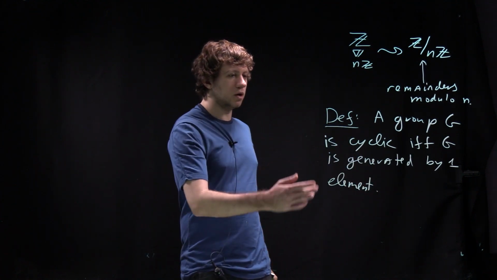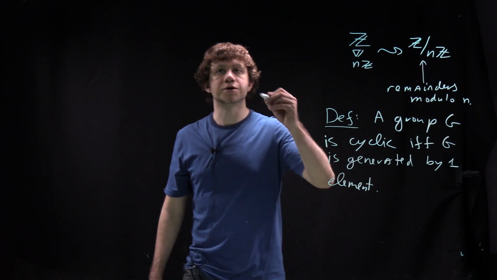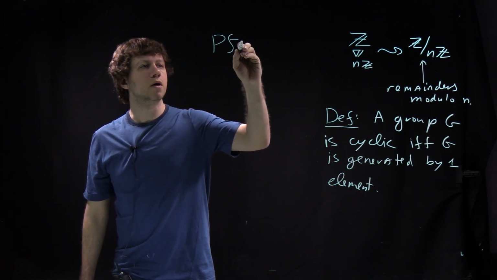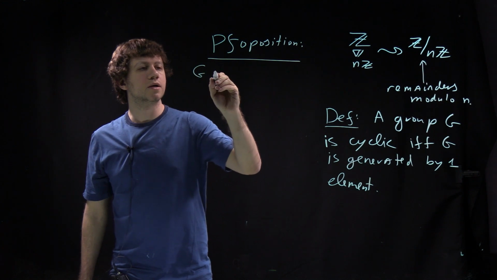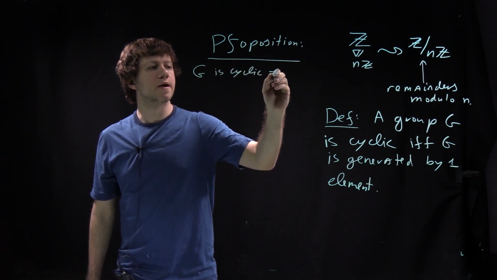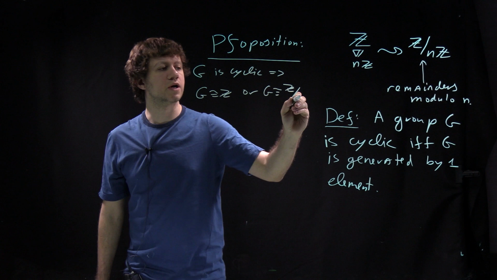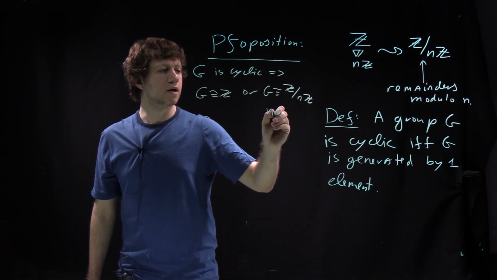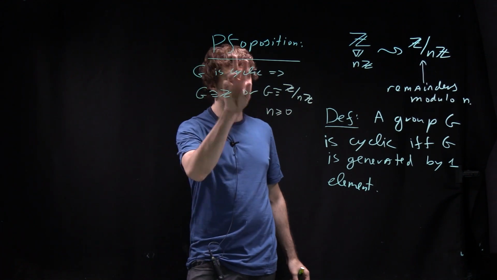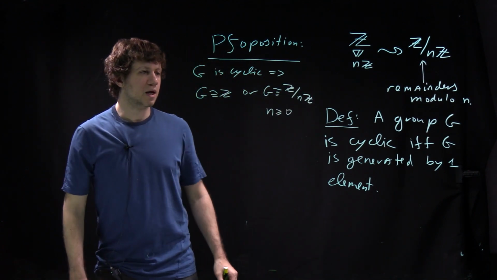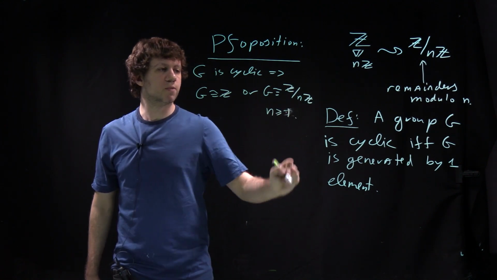Okay, so G is cyclic if and only if G is generated by one element. A very simple but very important proposition: if G is cyclic, then G is isomorphic to Z, or G is isomorphic to Z over nZ for some n greater or equal than 0. Of course, when you factor by 0, you just get Z back. Actually, to make them all distinct, let me say greater or equal than 1.